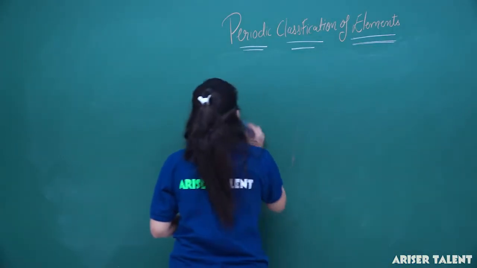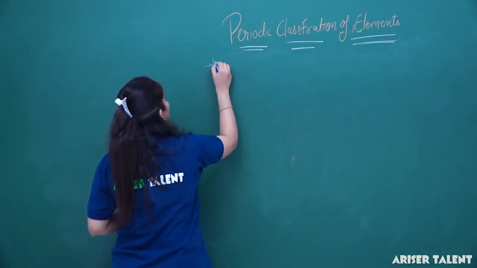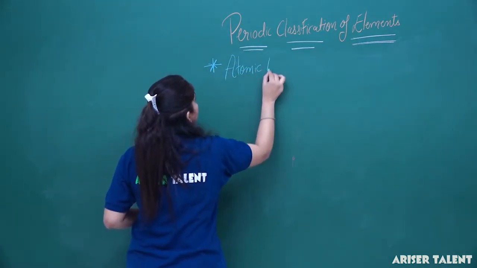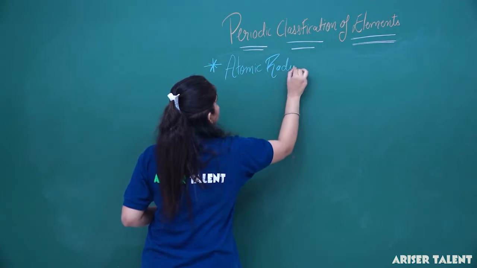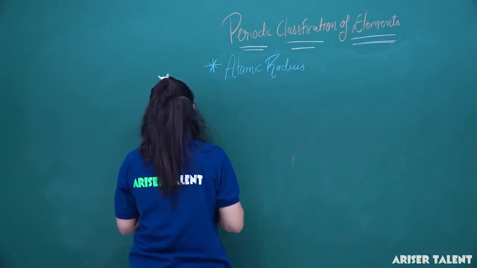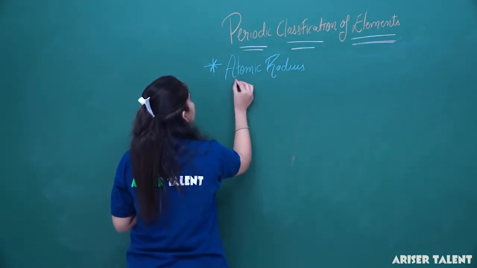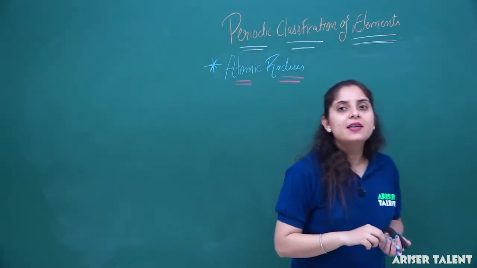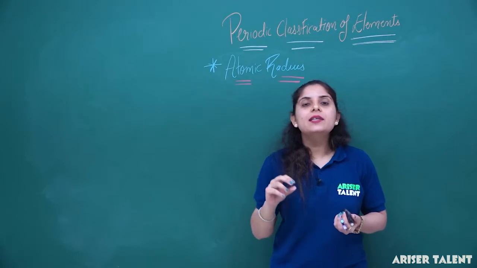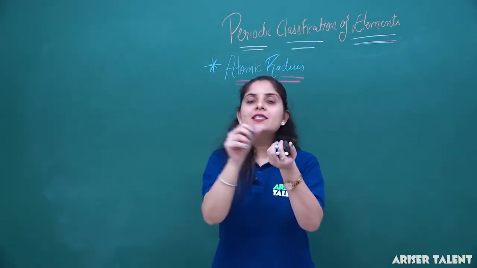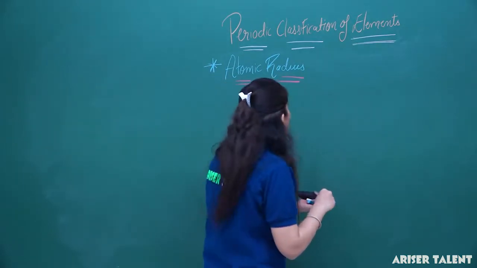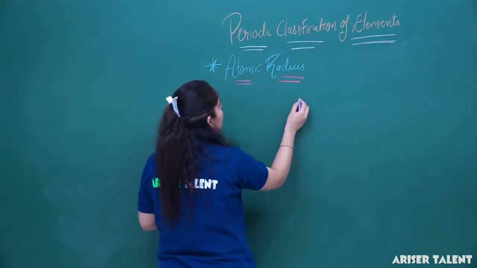Now let us start the topic, that is about atomic radius. Now, what atomic radius is? Atomic radius is actually the distance between the nucleus and the last electron that is present in the outermost shell of an atom. Suppose if I am drawing a structure of atom like this.